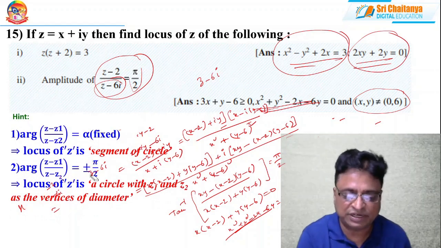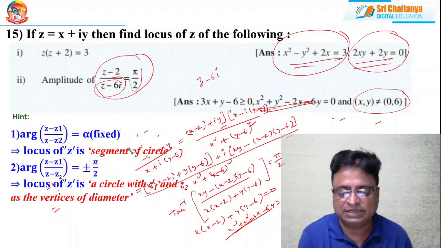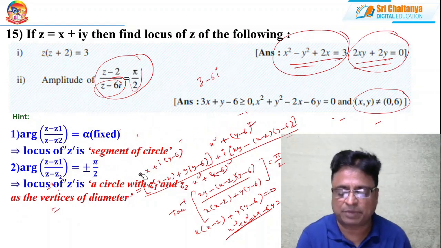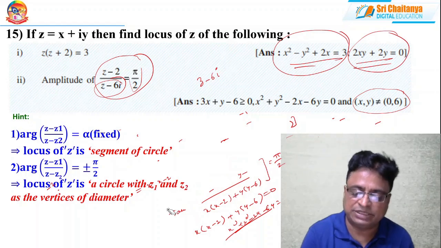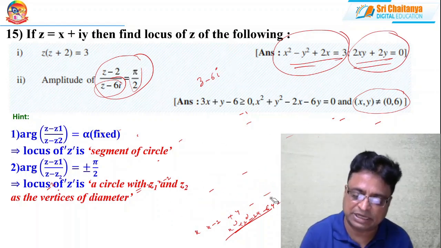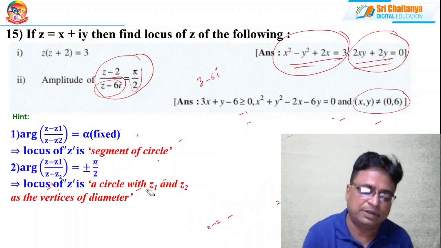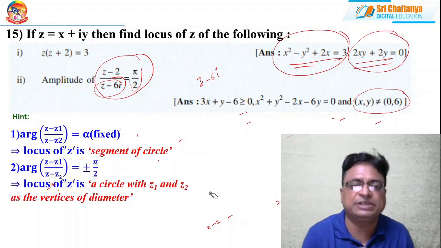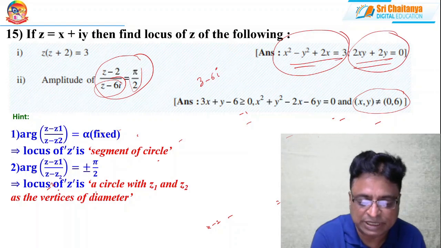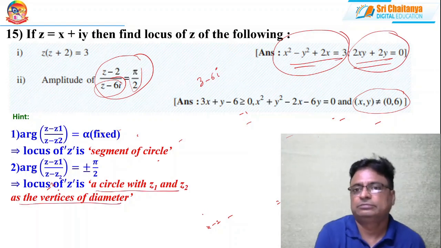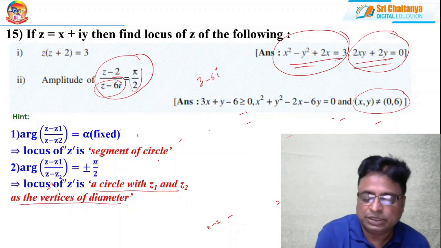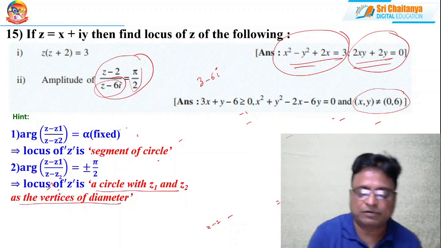With the help of this hint, you will understand, without solving the problem itself, that whenever the argument of (z minus z1) by (z minus z2) is equal to pi by 2, that is either plus pi by 2 or minus pi by 2. If it is plus pi by 2, then the locus of z is what? A circle with z1 and z2 as the extremities of the diameter.